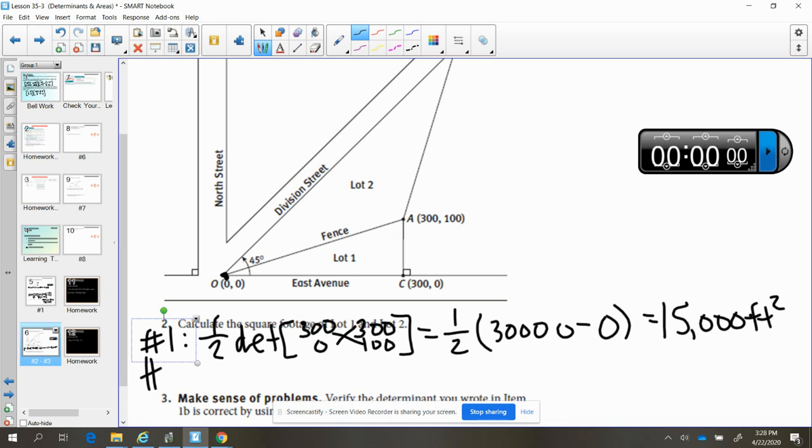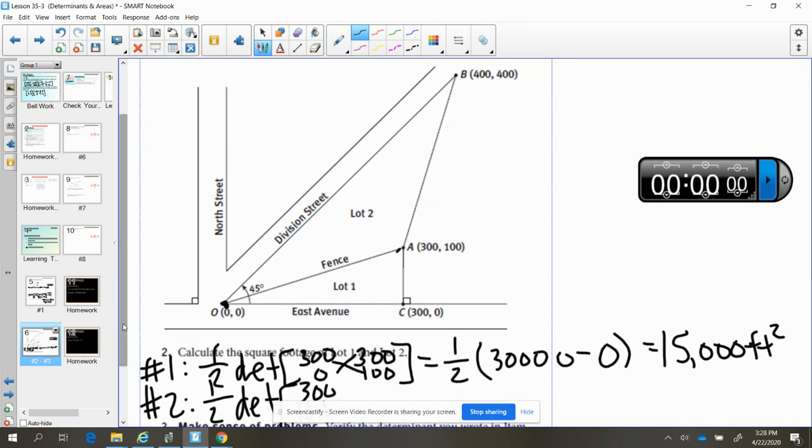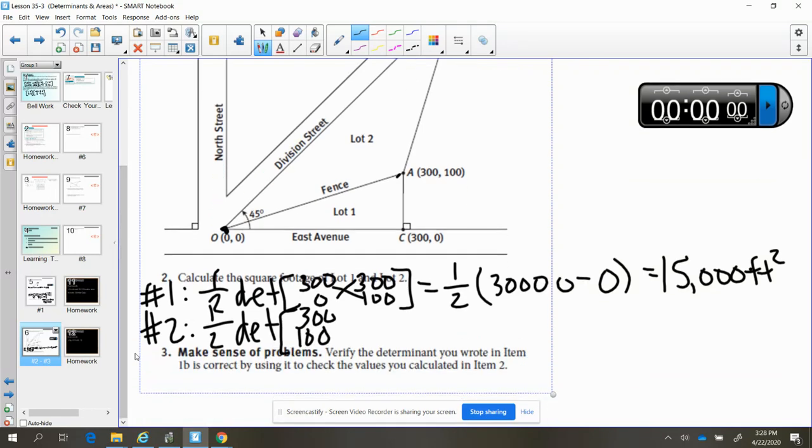And for number 2, lot 2, again, 1/2 the determinant. This time we are going to use point A again, 300, 100. And then if we scroll up, just so those of you who are done with your book can see, B is at 400, 400. So 400, 400.